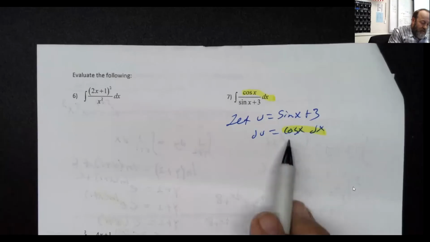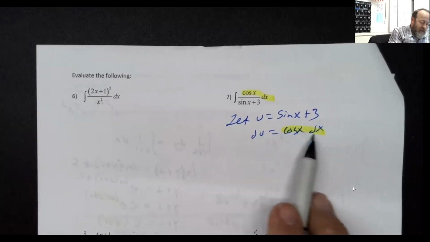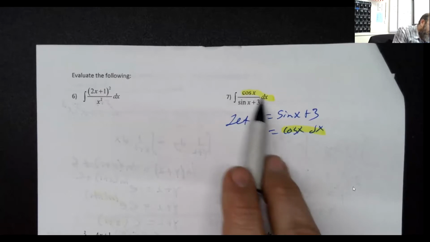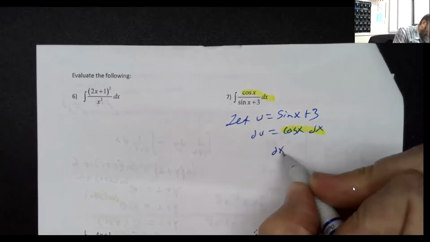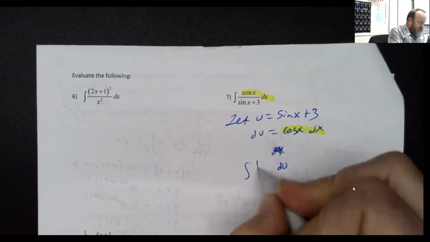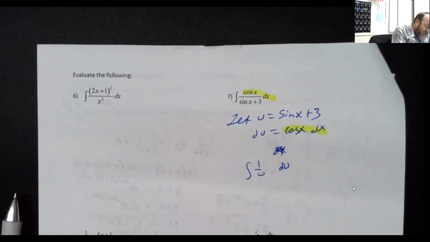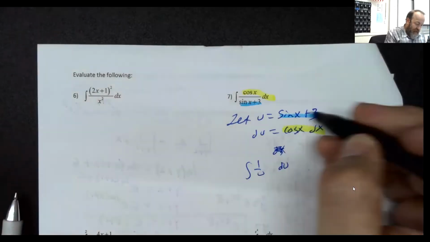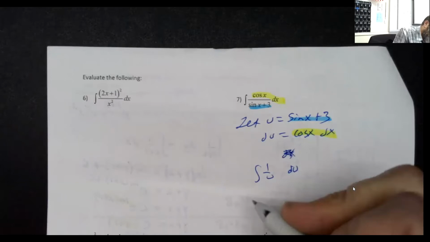Anyway, back to our story that we had going on here. What I like to do personally is I like to look for the fact that these are exactly the same. So this cosine dx is actually specifically a du. And this is 1 over u because the sine of x plus 3 is explicitly that. And so we've got the natural log of u plus c. And of course, u is the sine of x plus 3.